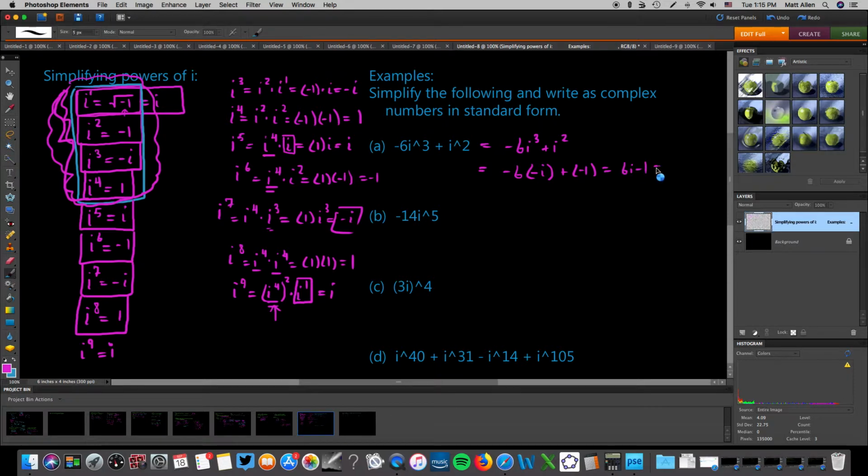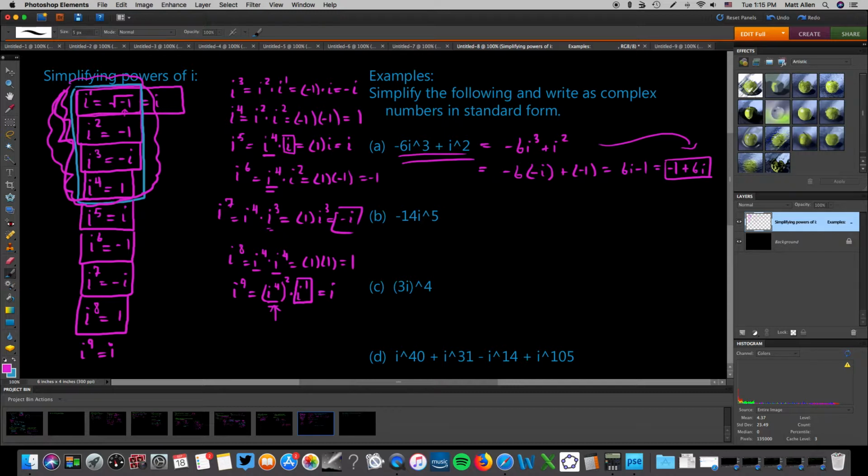And this would be minus 1. And if we want to write this as a complex number in standard form, we would have to write the real part first and the imaginary part next. And so you can see that because i to the third and i to the second can be re-expressed as negative i and negative 1 respectively, we were able to take something that wasn't in standard form and rewrite it in this a plus bi standard form.